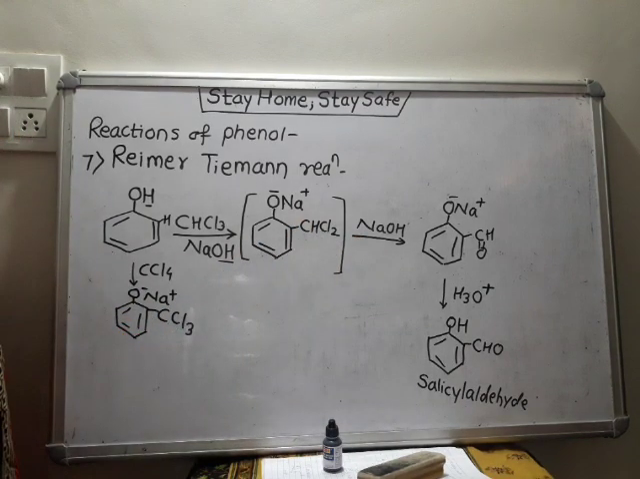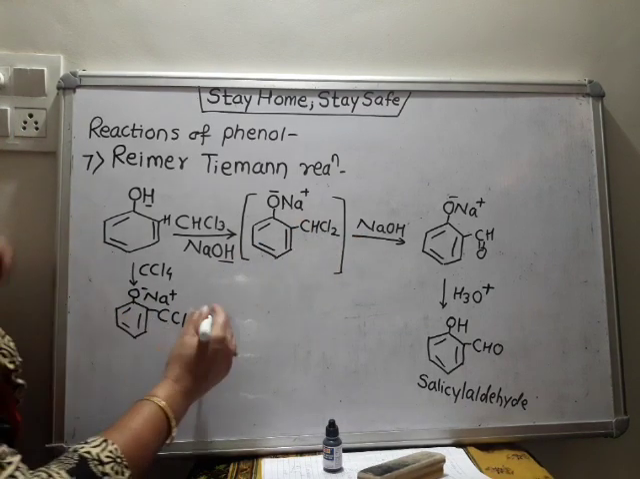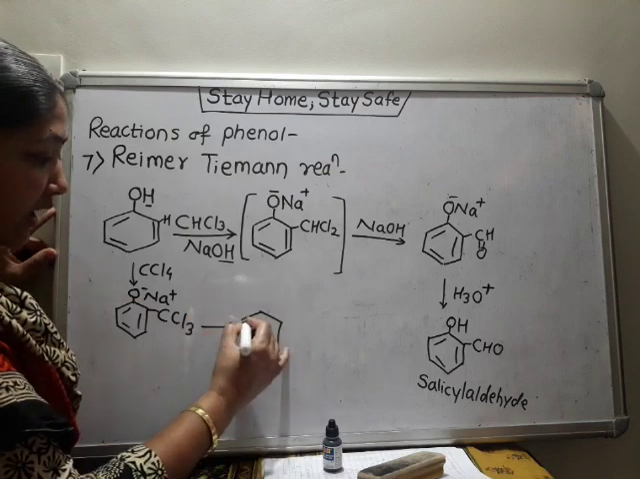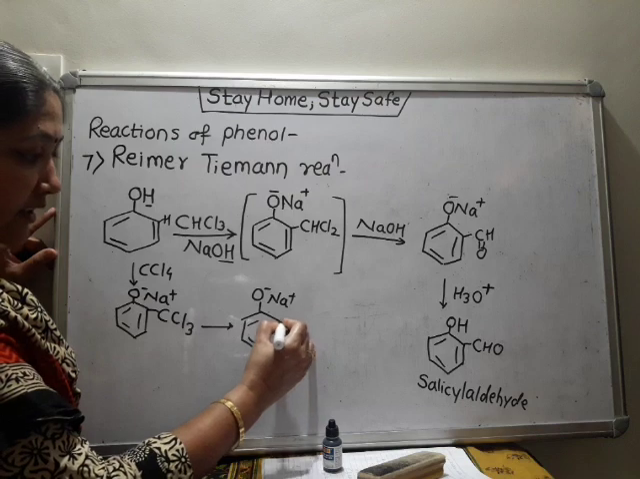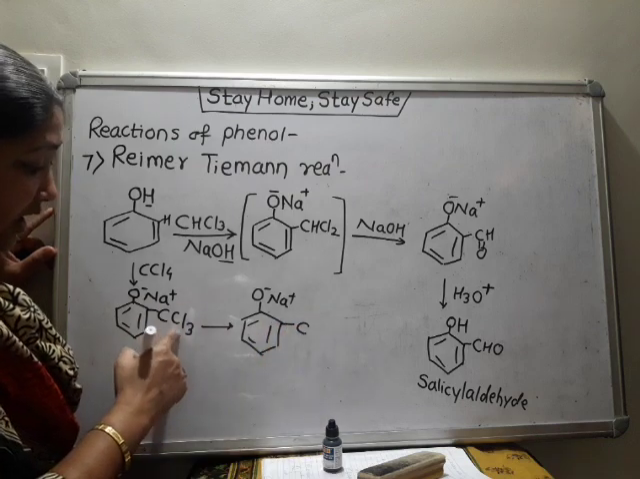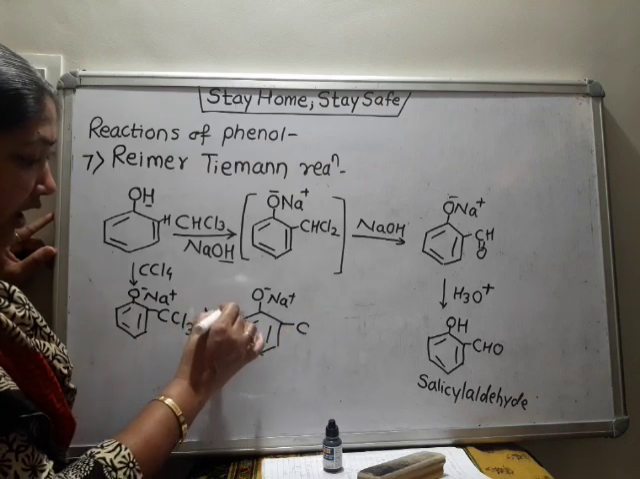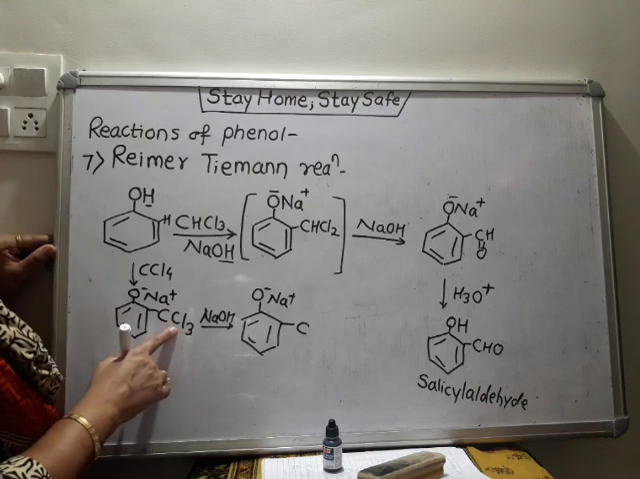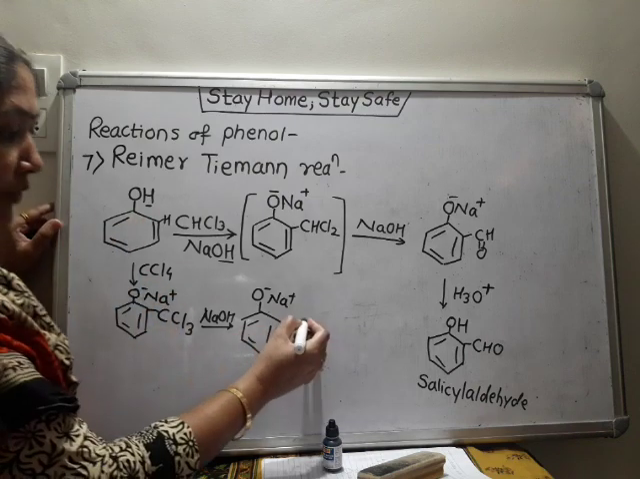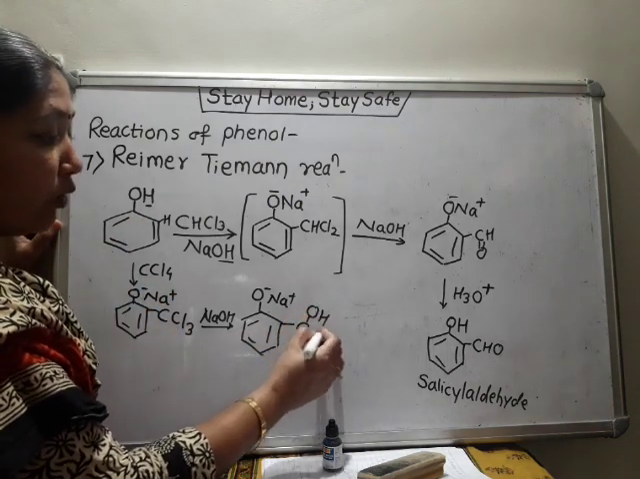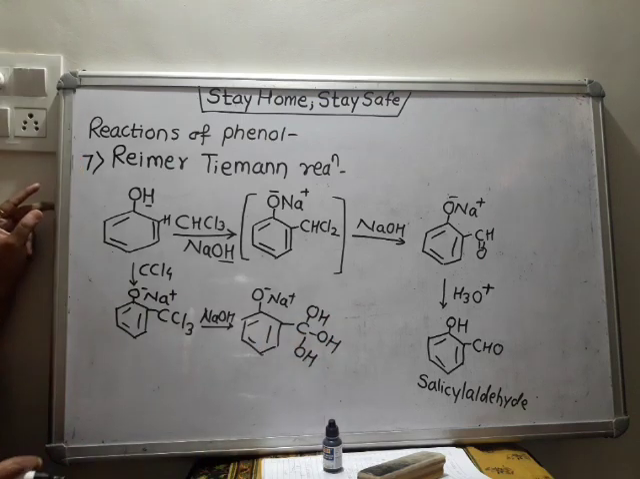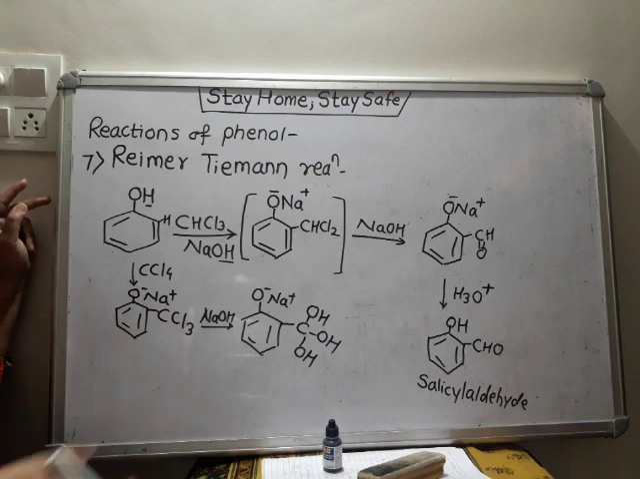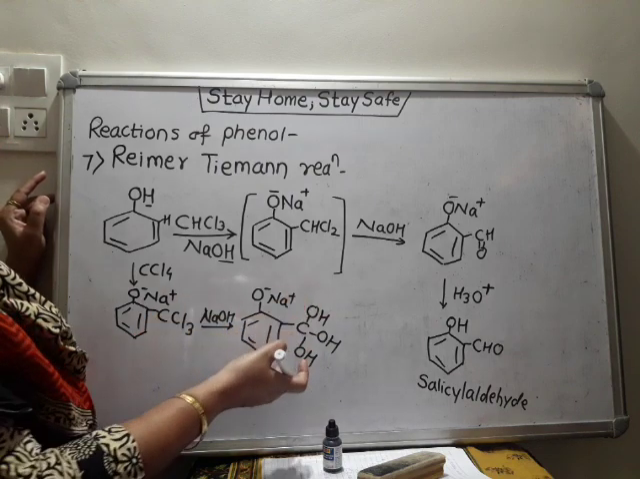What is the second step after this? It is the action of NaOH. So NaOH attacks on this. What do we get? Here this O minus Na plus as it is, and here on C, if it is treated with NaOH, all Cl atoms are replaced by OH. So here we get one triol compound having 3 OH groups, a triol, which is highly unstable. 2 OH are not possible on 2 carbons.